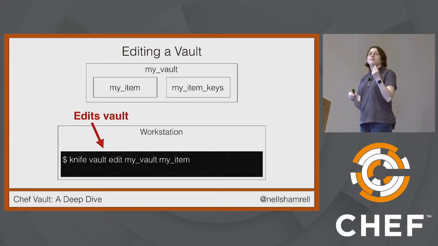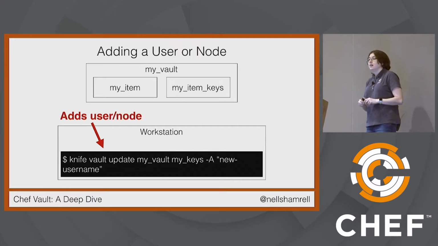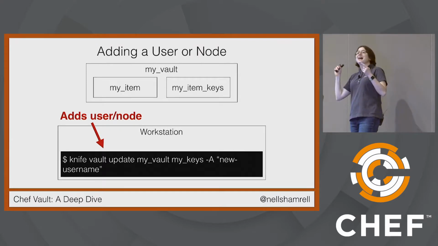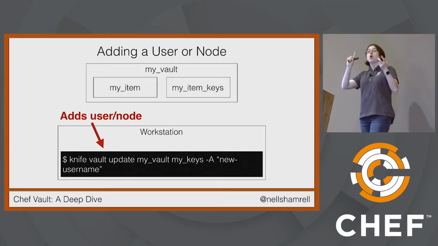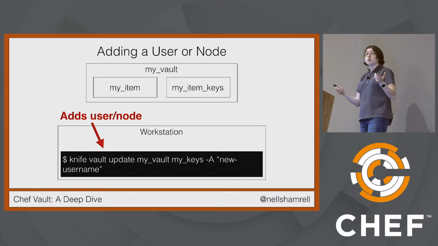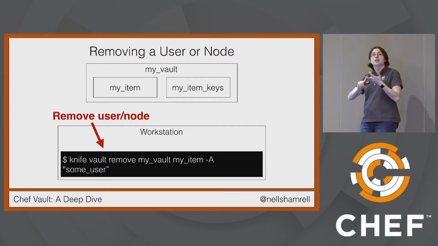If I find I need to edit a vault item, say the credentials for that database change, all I need to do is call the knife vault edit command. Again, if I have an authorized workstation, it will open the item in a text editor and I can edit it however I please. Now, if I need to add a user or node to the vault to authorize them to access that vault, I can do that using the knife vault update command and pass either the Chef username of the user I want to add or the name of the node that I want to be able to access that item within the vault. Now, if someone leaves our organization or we need to take a node out of it, all I need to run is knife vault remove and again pass in either the username or the node name associated on the Chef server.